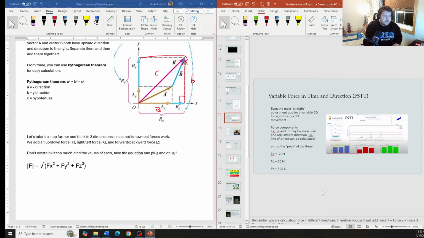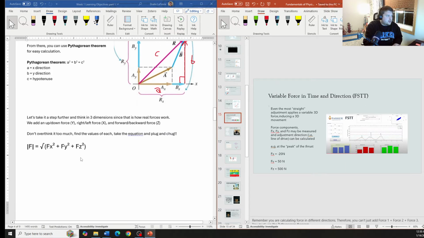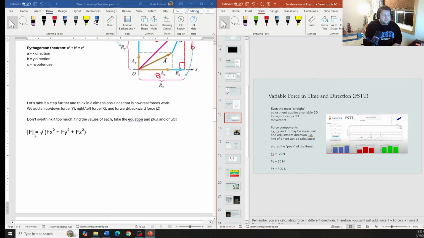We have an equation. So right here, this is the absolute value. So that means it automatically becomes a positive number. The absolute value of the force equals the square root of the force in the x direction squared plus the force in the y direction squared plus the force in the z direction squared.